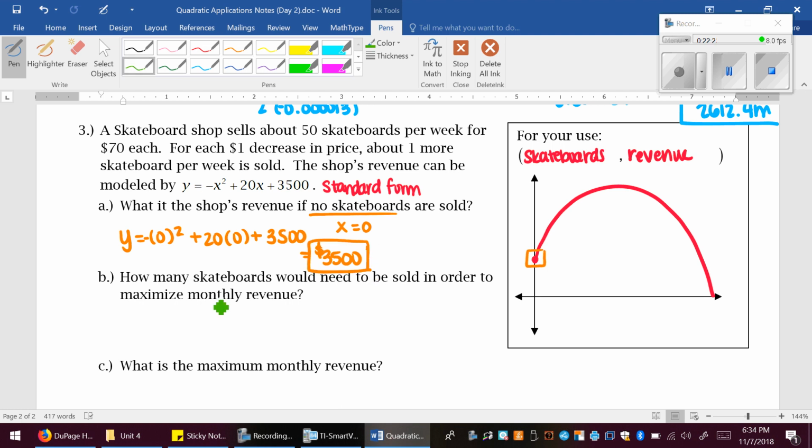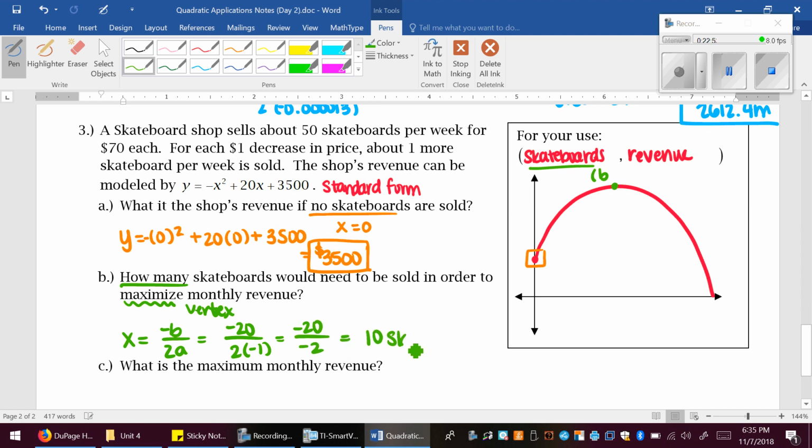Part B says how many skateboards would need to be sold in order to maximize monthly revenue. So I know I'm looking for a vertex. How many skateboards? Well, skateboards are our x coordinate. So part B is looking for the x coordinate. I can use the formula negative b over 2a. So negative 20 over 2 times negative 1. Divide to get 10 skateboards.